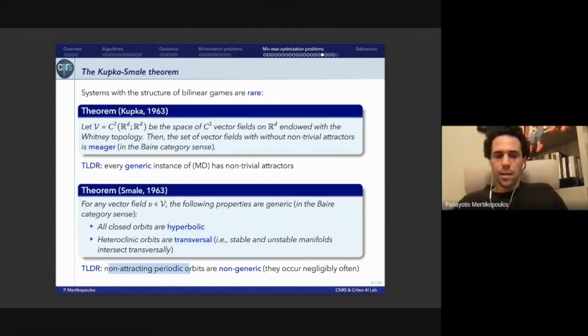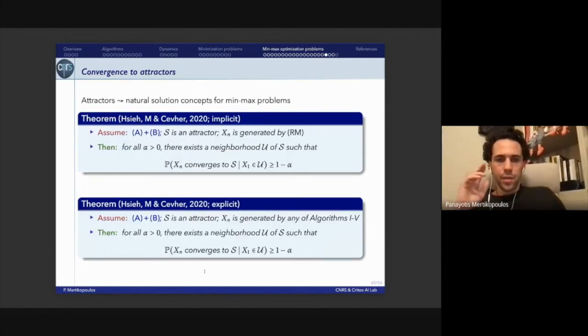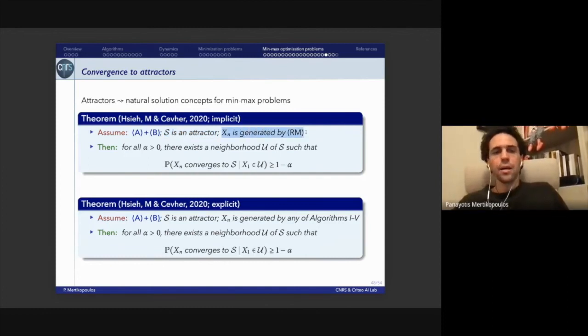So what does this mean in everyday language? That non-attracting periodic orbits are non-generic; they occur negligibly often. This very deep result, the Kupka-Smale result, is what is sometimes known as the generic existence of attractors result, which is why the last result I want to show concerns convergence to local attractors. Here the result is that if you have a local attractor, then for any sequence generated by a generic Robbins-Monro algorithm, you converge to this attractor with arbitrarily high probability if you start close enough to it. And again, because this is an implicit-type theorem, it depends on these B-type conditions.